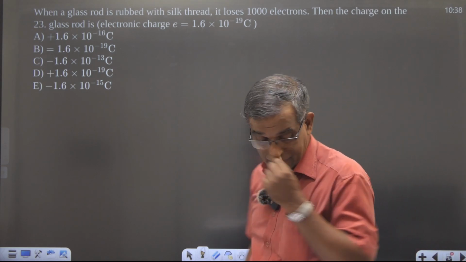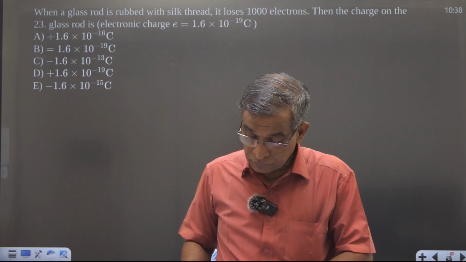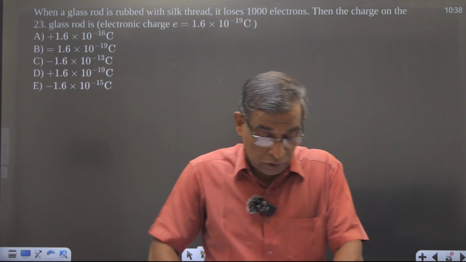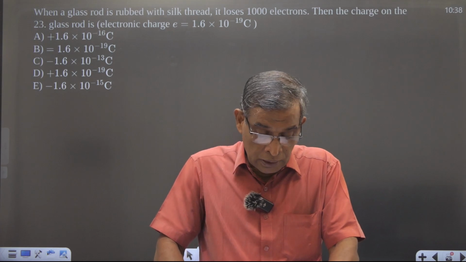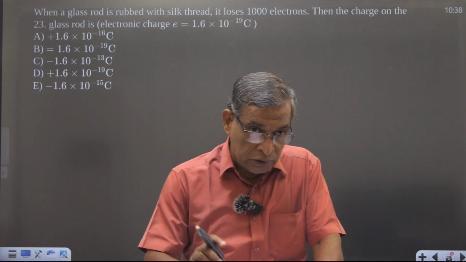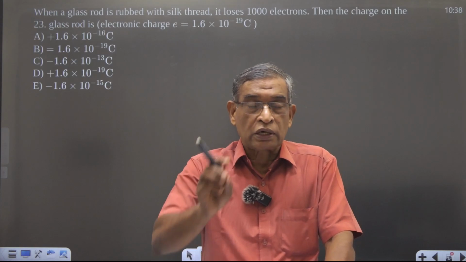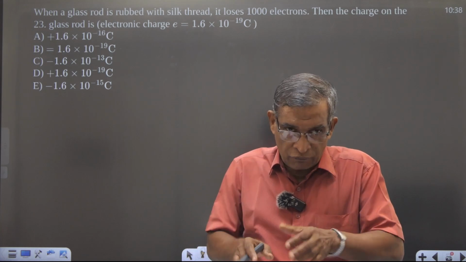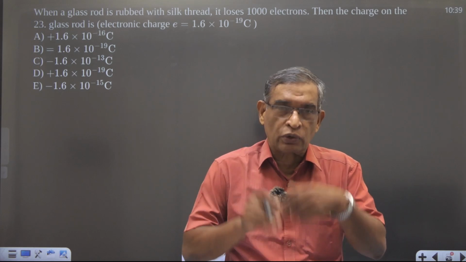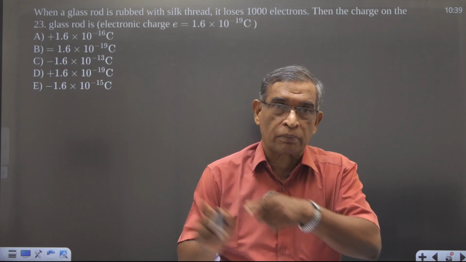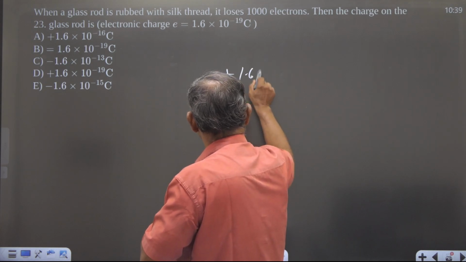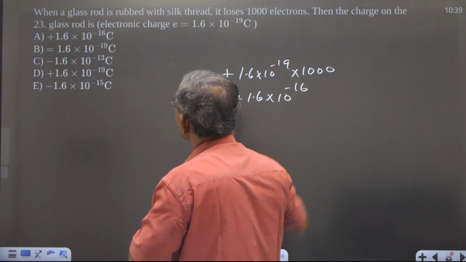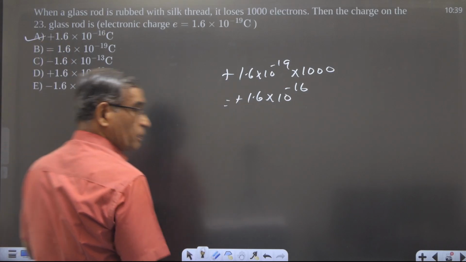When a glass rod is rubbed with silk thread, it loses 1000 electrons. Glass rod was electrically neutral, and when 1000 electrons leave, the residual charge is positive, due to the 1000 electrons lost. Therefore, the charge is plus 1.6 into 10 raised to minus 19 into 1000, so plus 1.6 into 10 raised to minus 16 coulomb.